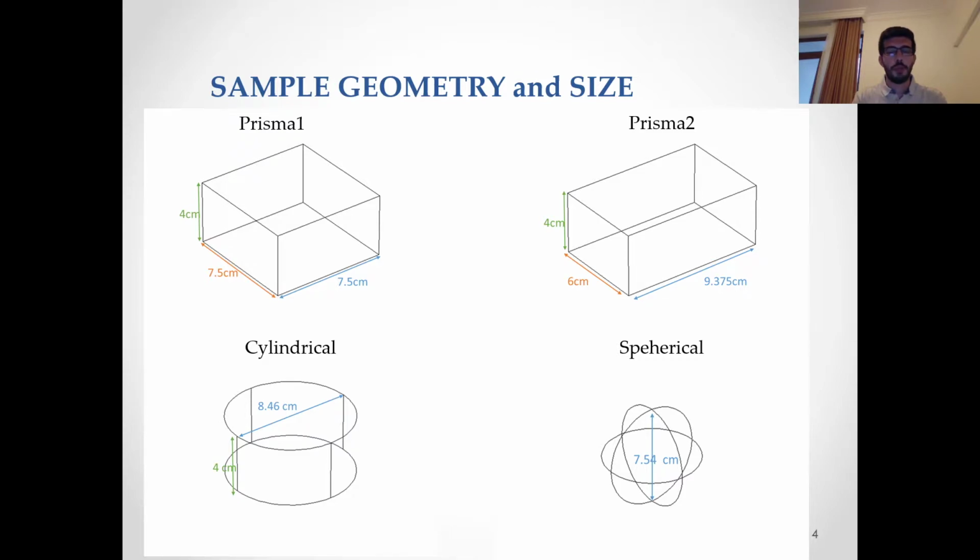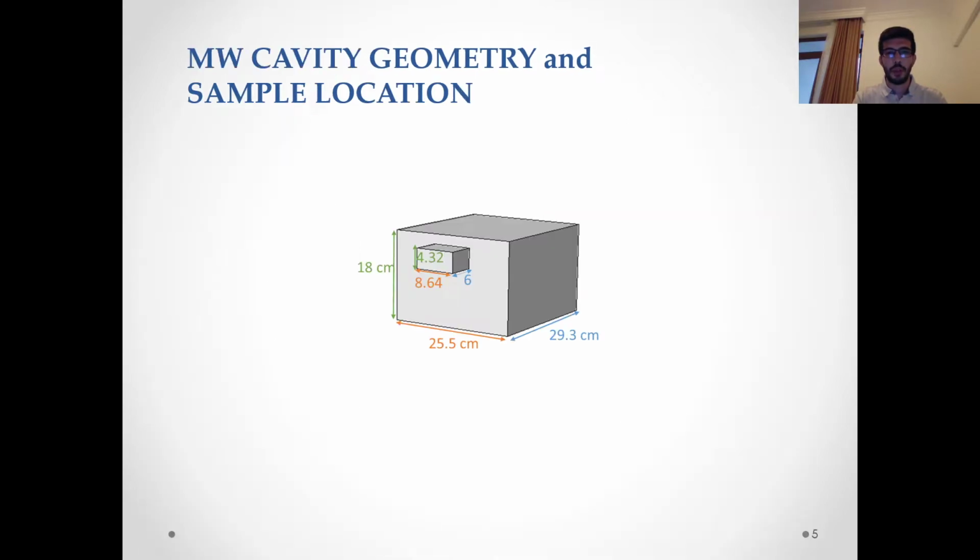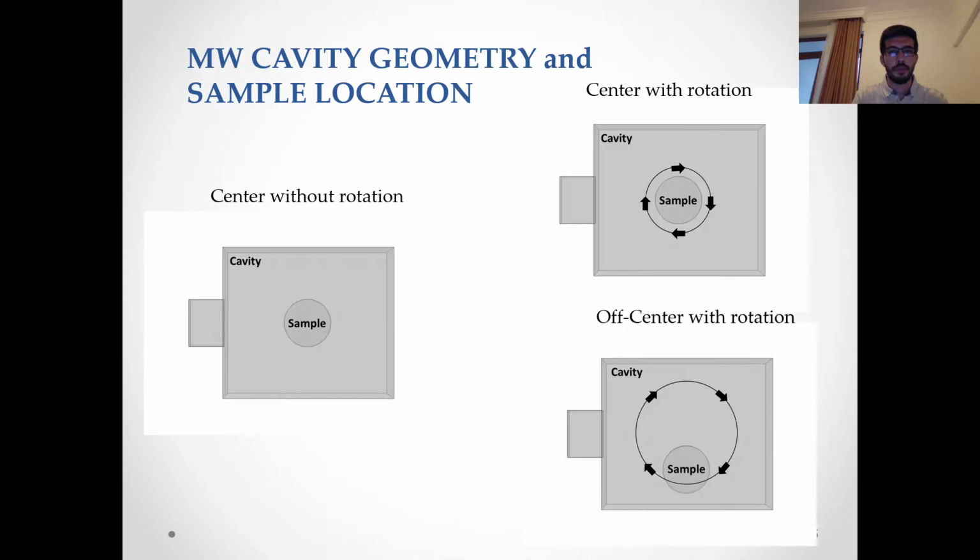Various shapes were used in the model. All of them have the same volume. A domestic microwave is used in the model, and you can see the dimensions. Three different configurations were examined to see how they affect the temperature distribution. These are center without rotation, center with rotation, and off-center with rotation.